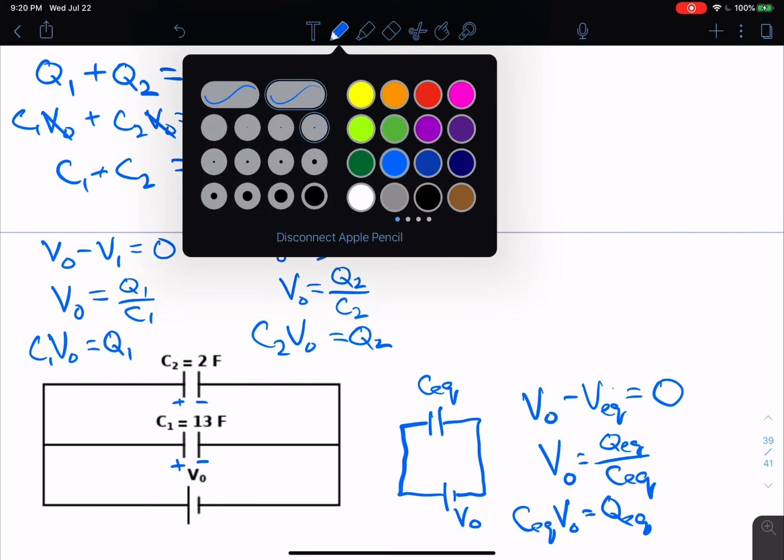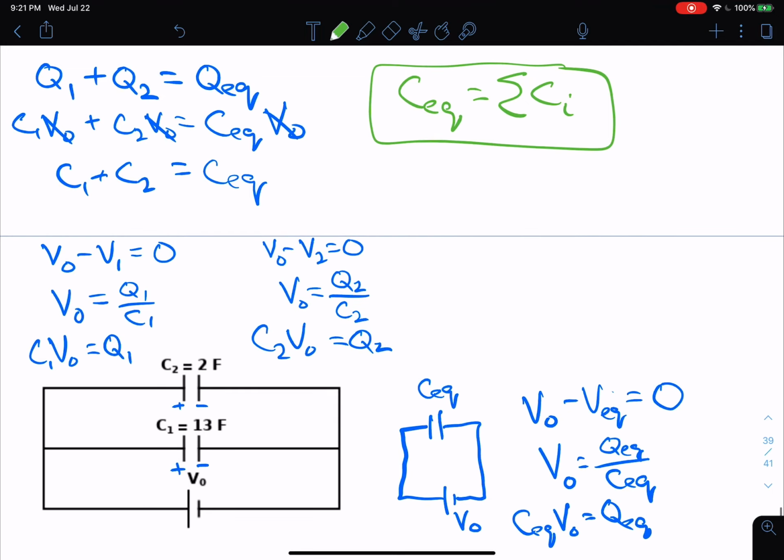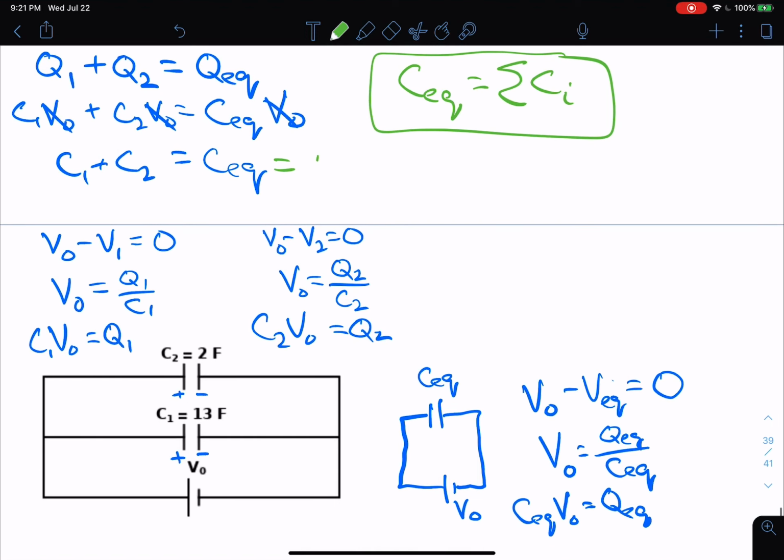And you might already know that's the general formula for capacitors connected in parallel. A couple things we see here: first, the capacitors behave the exact opposite as the resistors with regards to this idea of equivalence. In this particular case, I would just go ahead and say, all right, C1 is 13, C2 is 2, and so my equivalent capacitance is just 15 farads.